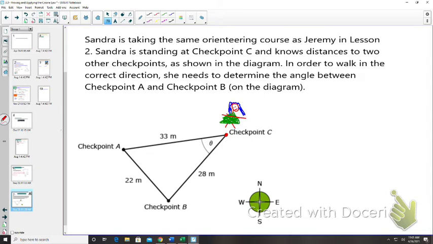Okay, so these are 2 other checkpoints. In order to walk in the correct direction, she needs to determine the angle between checkpoint A and checkpoint B. So right here is what we're looking for. So what do we have here? Side, side, side. So if we know our side lengths and we're looking for an angle, which formula are we gonna use?